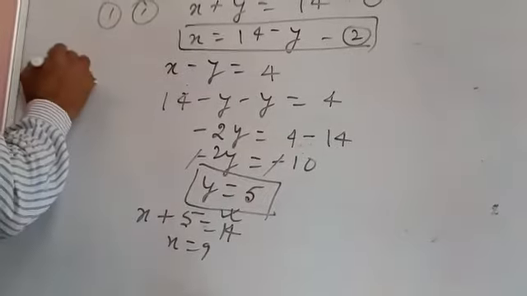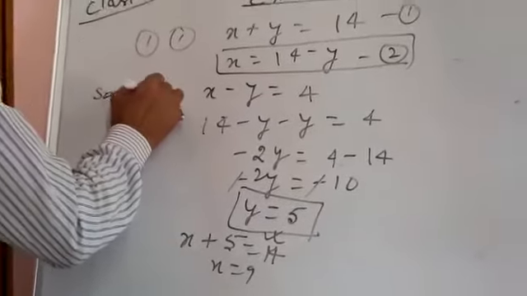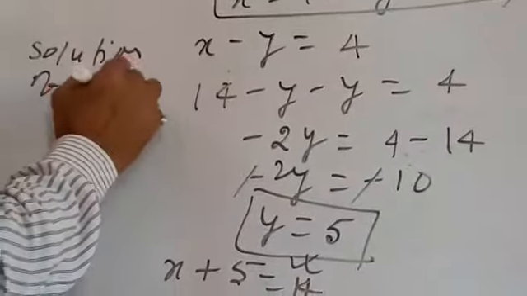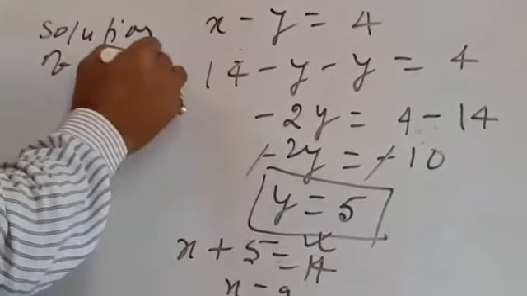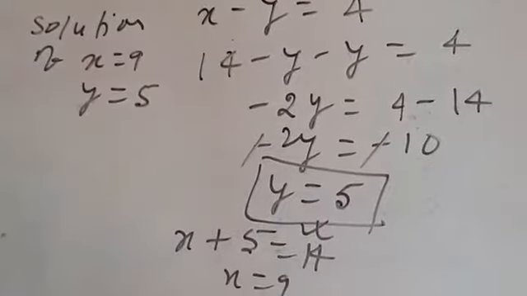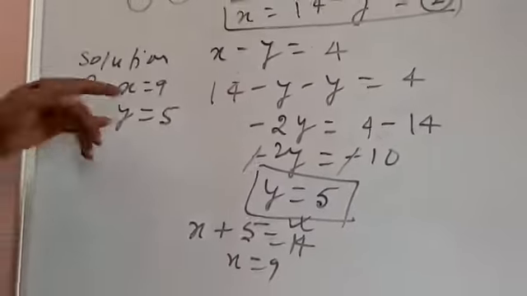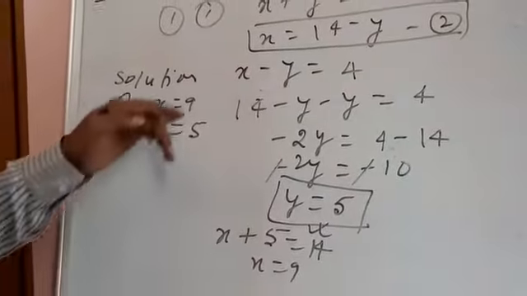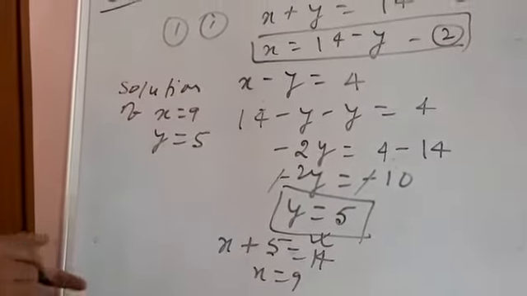So what is the solution of the equation? Solution of the equation, x is equal to what? x is equal to 9 and y is equal to 5. Keep it in mind. If you do this graphically, this would be intersecting at 9, 5. This is the solution of the equation.